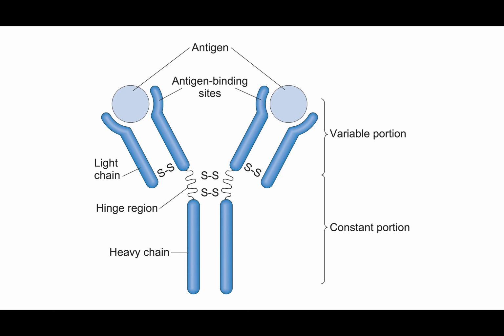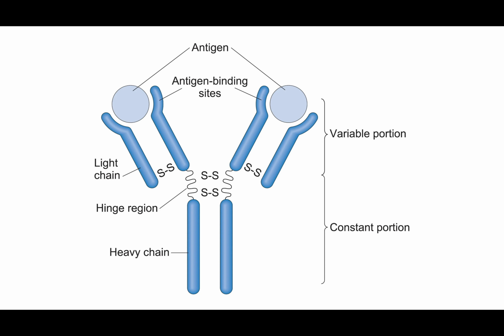So this is generally what we have. We have the heavy chains, and we have the light chains, and we have these hinge regions of disulfide bonds that hold them together. And they're gonna have the antigen binding sites, and that's where the antigen will come in. All right, that's really, really simple, isn't it? Everything's fine here?